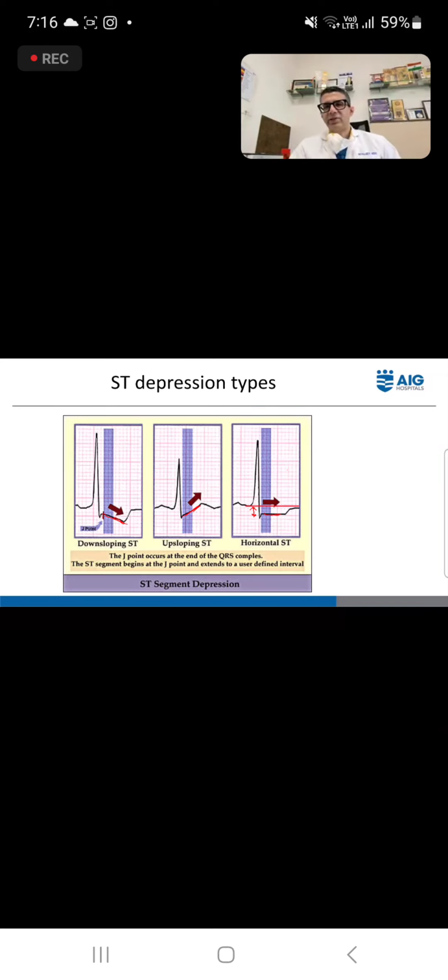Now, one of the reasons why you tend to differentiate these types of ST depression is upsloping ST depression could be a normal variant. Of course, if the patient has angina and you have those changes, then again it is important. But in a normal person, you suddenly see some upsloping ST depression, especially in women, then you need not really worry about it. It could be just a normal variation.